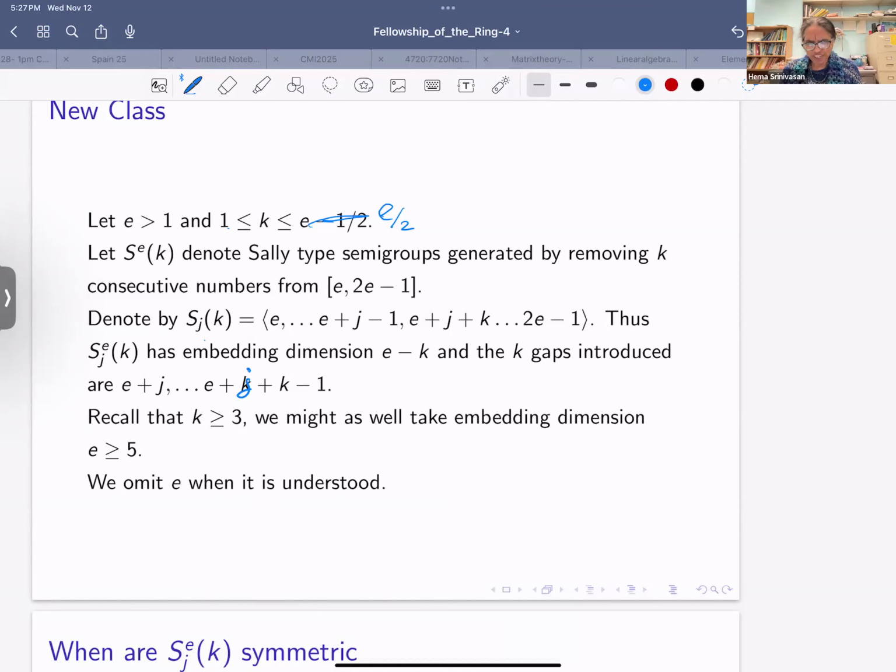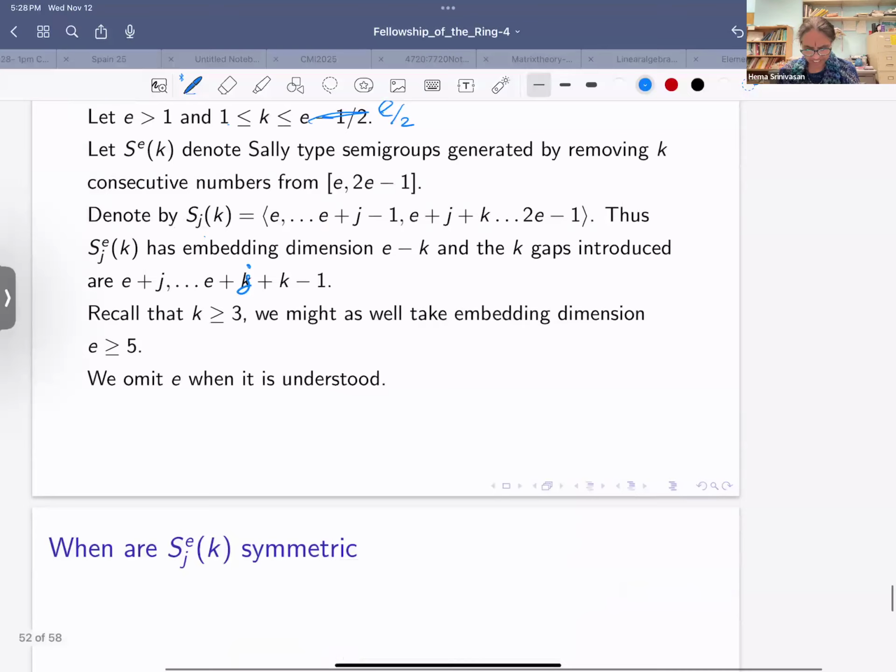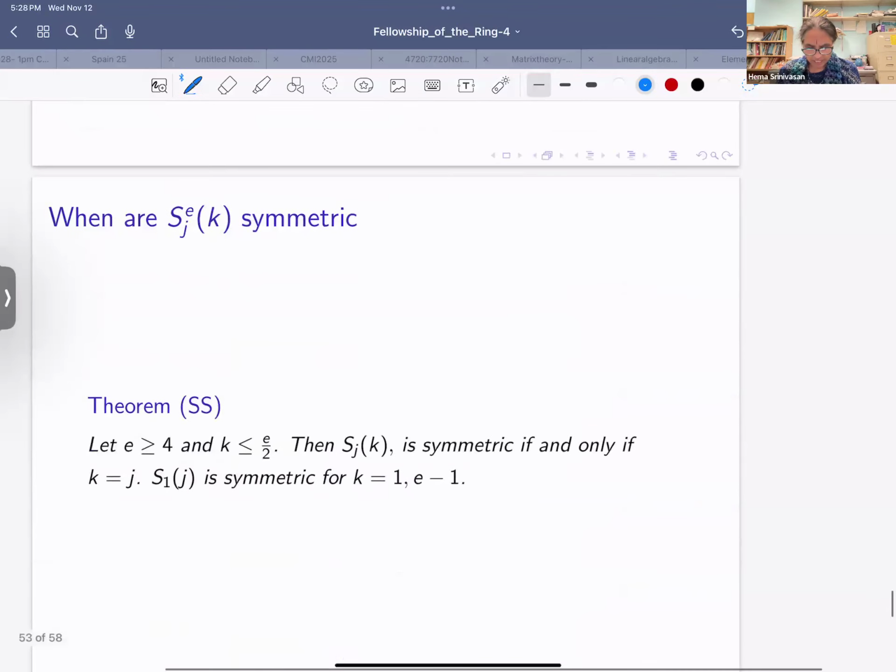Since I'm only talking about K bigger than or equal to 3, I'm taking E bigger than or equal to 5. Again, when E is really small, in small cases, some things need to be done. Many things you could just say E, and it will eventually be good, but we could take E a little bigger if you want. Not so much is lost. And I won't write this E in the superscript when we don't really need to worry about it.